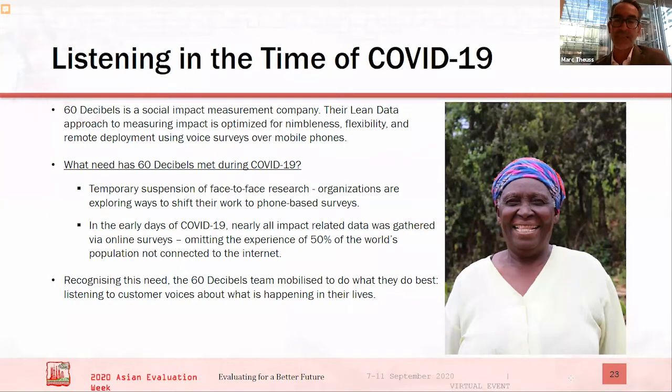During that period of COVID-19, there was a temporary suspension of face-to-face data collection amongst research organizations, and many organizations needed to make a shift to phone-based surveys. In the early days of COVID-19, nearly all impact data was captured via online surveys, which omitted a large segment of the world's population, around 50%, that don't have internet connections. So the 60 Decibels team adapted to this, and they began to implement a new approach to listening to customer voices with regard to what's happening in their lives. Next slide, please.